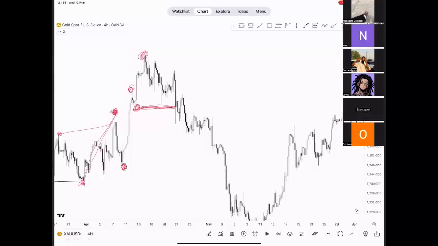Now, in this case, we had this change of character, price taking out this level of protection, and it went ahead to do what? To give a confirmation at this point, by putting in what? A new lower high and a new what? Lower low. At this point, a break of structure has occurred.